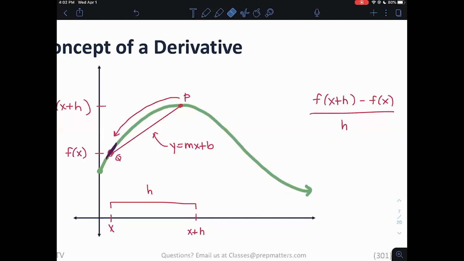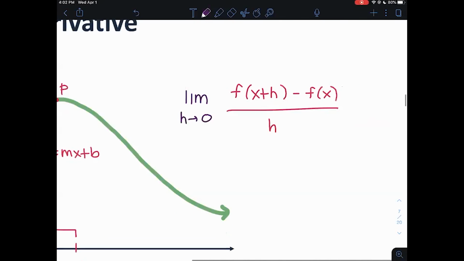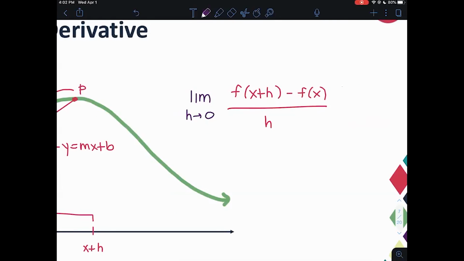And throwing a little bit of calculus into our information right here, we would see that that would give us this formula right here. If I want to keep moving this point P closer and closer to Q, decreasing that value of h, making h as close to 0 as possible, that would be represented by this. The limit as h approaches 0 of f of x plus h minus f of x over h. And now hopefully we just have all the light bulbs going off if they haven't yet. Here's your limit definition of a derivative.